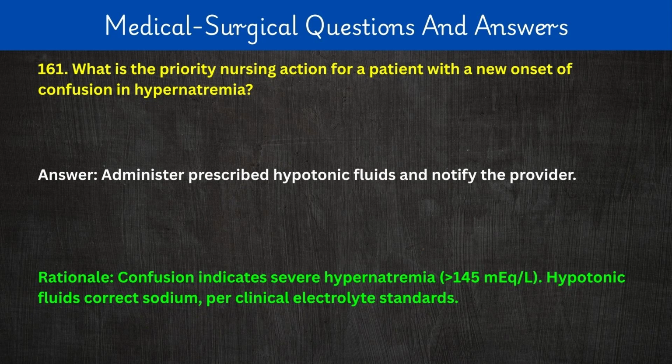161. What is the priority nursing action for a patient with a new onset of confusion and hypernatremia? Answer: administer prescribed hypotonic fluids and notify the provider. Rationale: confusion indicates severe hypernatremia greater than 145 milliequivalent/L. Hypotonic fluids correct sodium per clinical electrolyte standards.